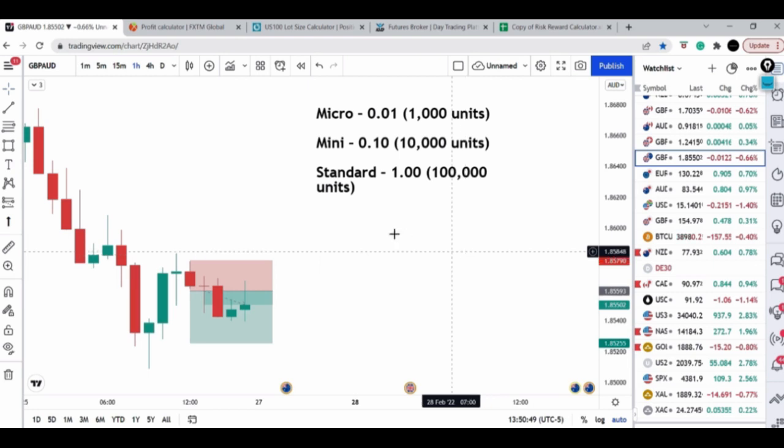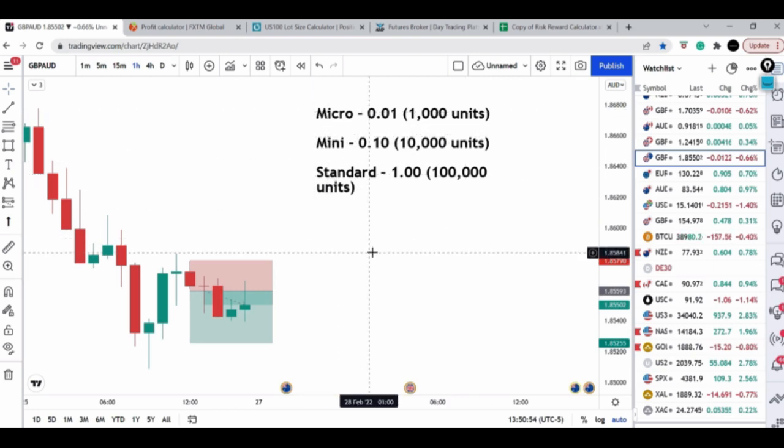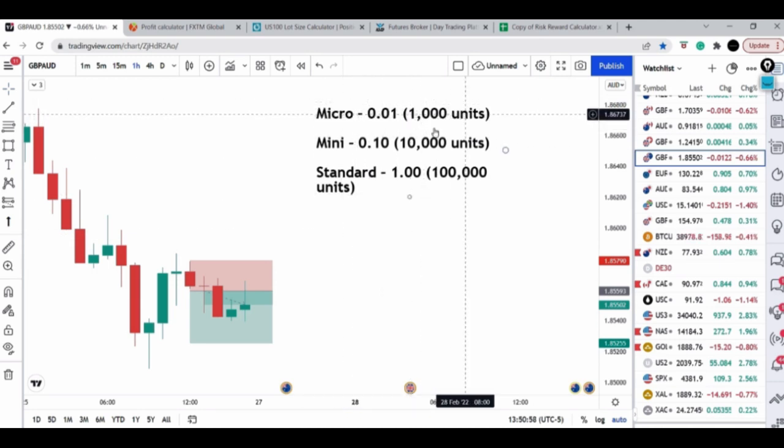So let's go to forex real quick. You have the micro lot, the mini lot, and the standard lot. The micro lot is pretty much 1,000 units. Mini lot, 10,000 units, or 0.10. Standard lot is 1.00 or 100,000 units.